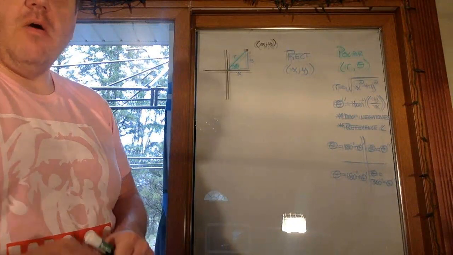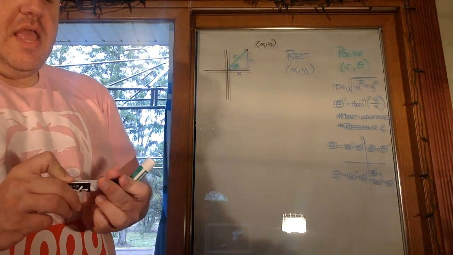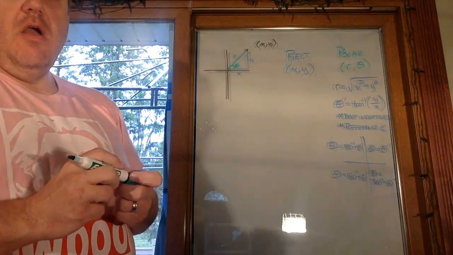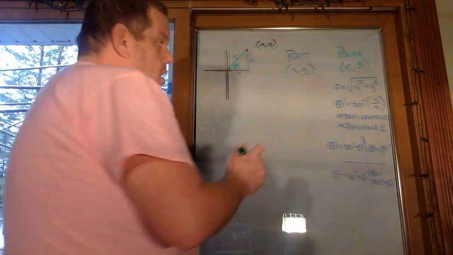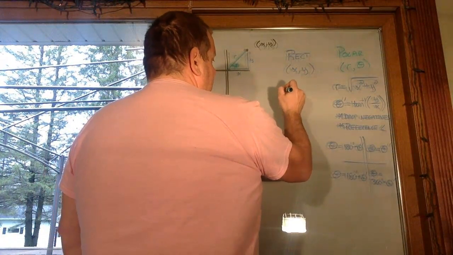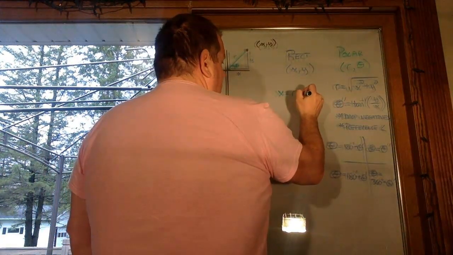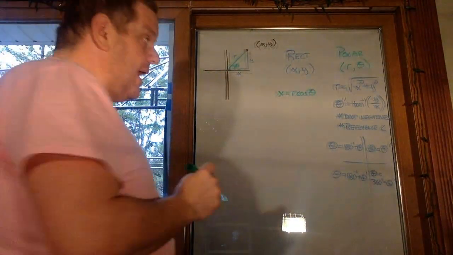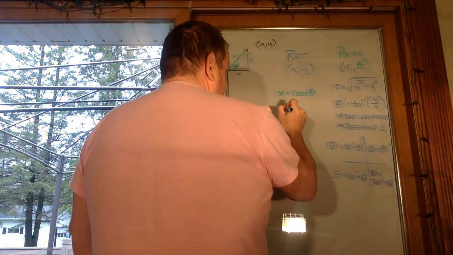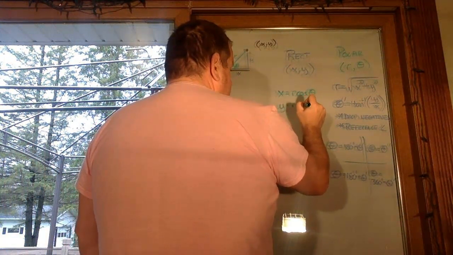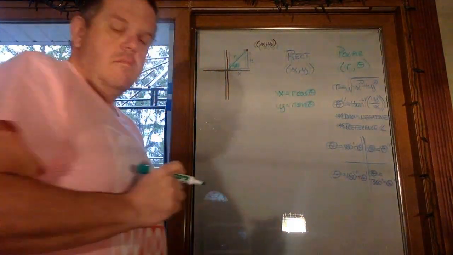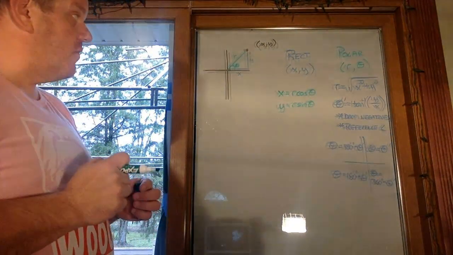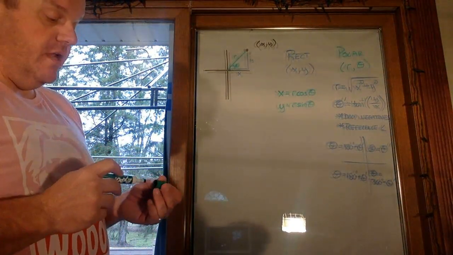Now, if I have a polar point and I want to find my rectangular point, then x is just going to be r cosine of theta. y is just going to be r sine of theta. That's it. That's how we switch over. It's math that we've already done.